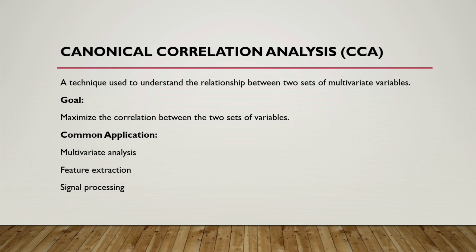For example, in a study comparing text and images, CCA could find combinations of features in the text and features in the image that are highly correlated. CCA is often used in multivariate analysis when you have two sets of variables and want to explore how changes in one set lead to changes in the other set.